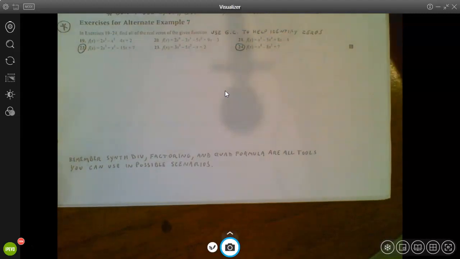So that one ultimately said find all the real zeros. So there were 4 real zeros. 2 of them were rational, 2 of them were irrational, but they were all real. So that's why when you look at that graph, you saw that it did hit the x-axis in 4 places. Right? So that means there were 4 real zeros.